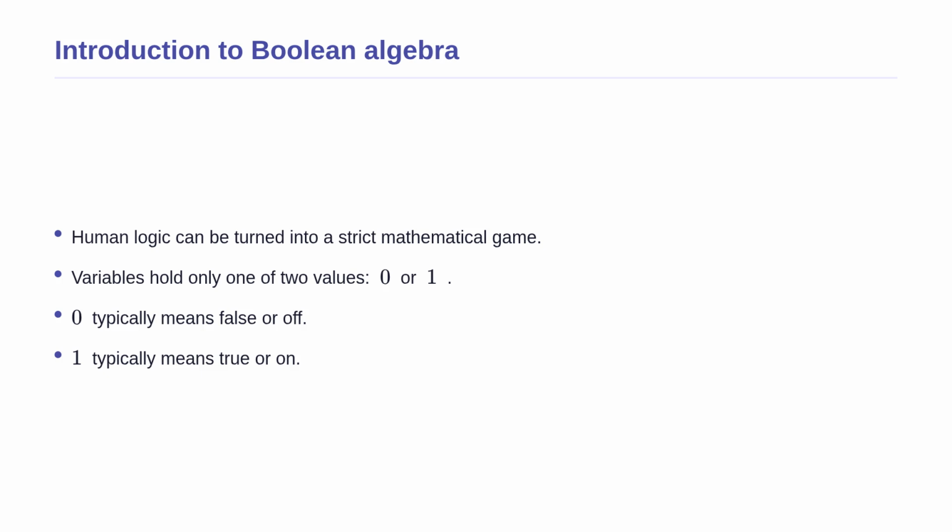In the 1800s, mathematician George Boole realized human logic could be turned into a strict mathematical game. Instead of calculating with numbers like 5 or 10, you calculate with just two states. This allows us to build complex rules out of very simple yes and no building blocks.